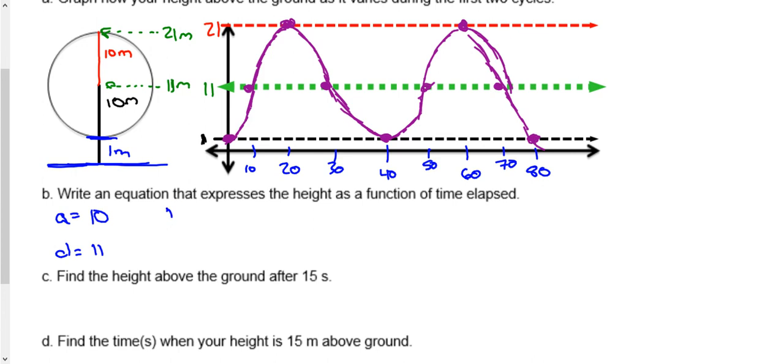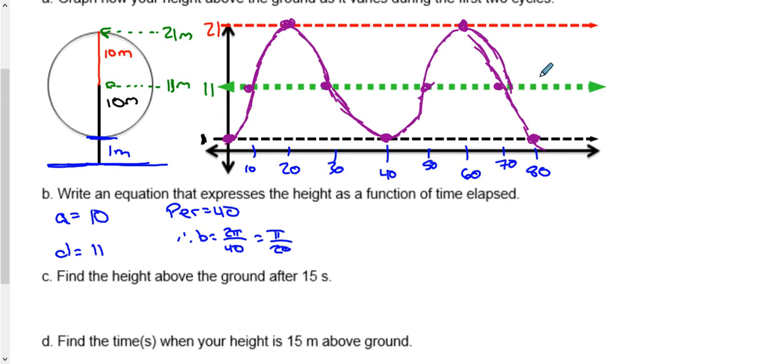We had our period, it did mention it in the question as 40 seconds, so therefore our b value is equal to 2 pi, again divided by 40, which we will reduce down to pi over 20 for a b value. And last but not least, phase shift.